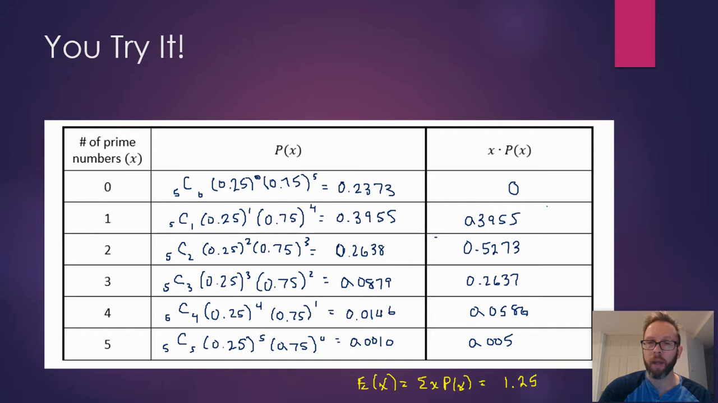close to 1. And just to make the expected value calculation using the formula easier, I've got my classic outcome times probability column. When you add those up, you get pretty close to 1.25 prime numbers, which makes sense because 1/4 of 5 is exactly 1.25.